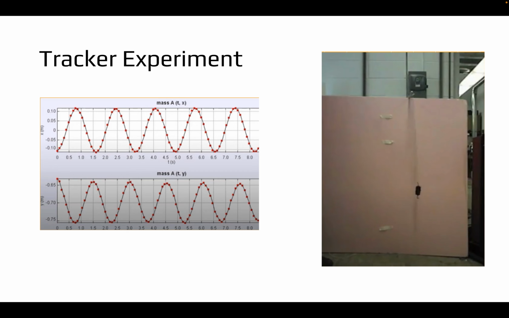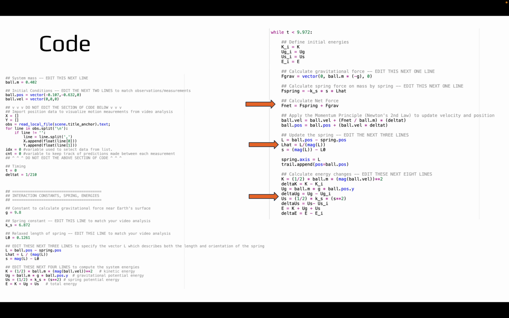The tracker experiment was used to model a video using the spring to model the movement of the mass and then create a position versus time graph, as shown on the left side. In our code we input the mass of the ball, the original position vector. We also input a calculated value of the spring constant and then the relaxed length of the spring, which is L naught. And then we input the F net, L hat, S, and then all the energy changes in order to output an accurate computational model as well as an accurate observed model.